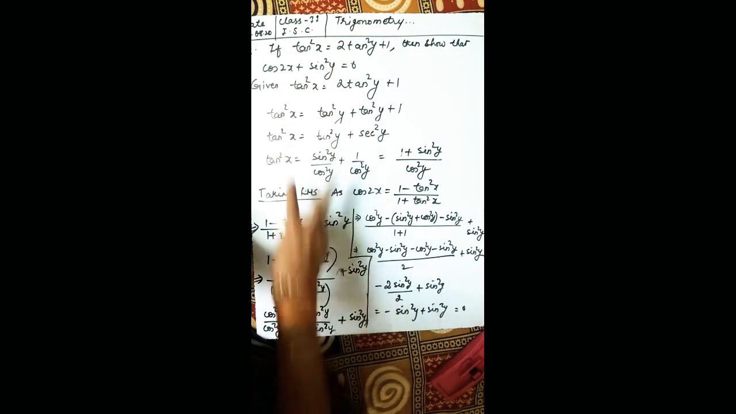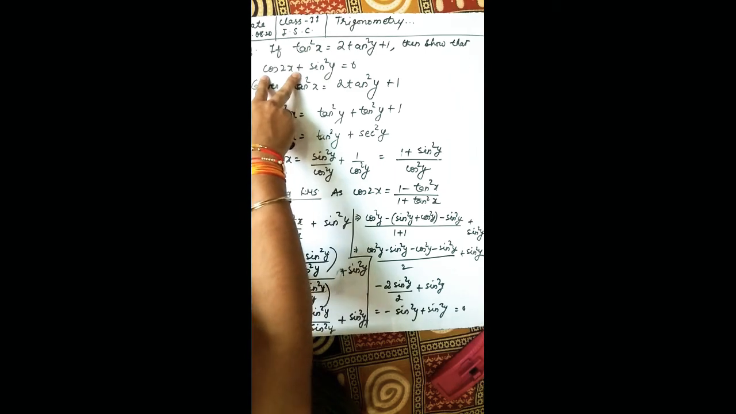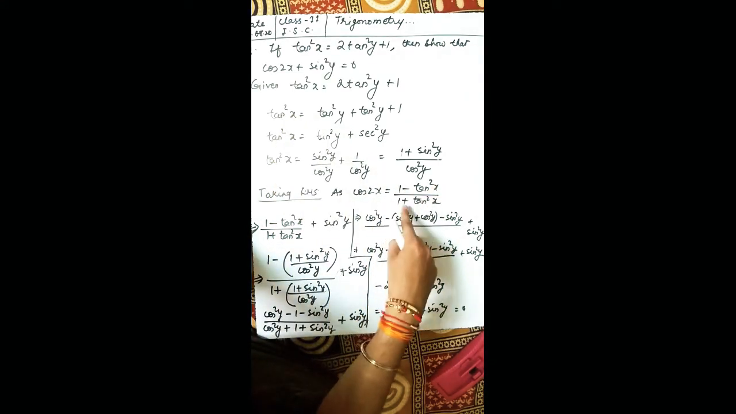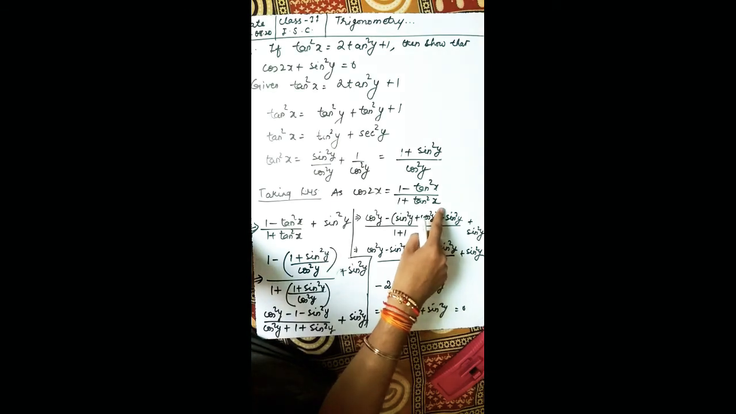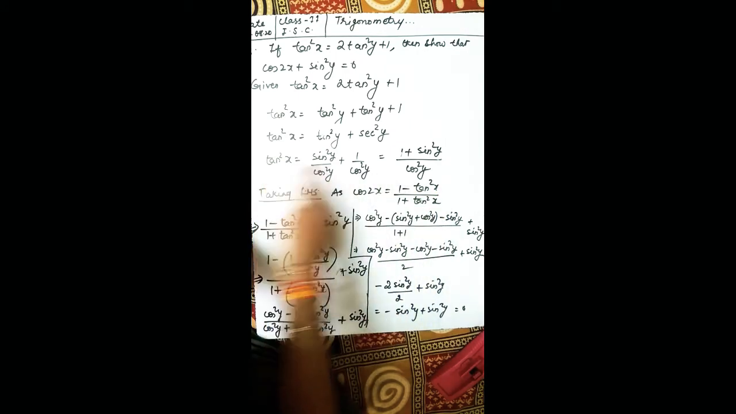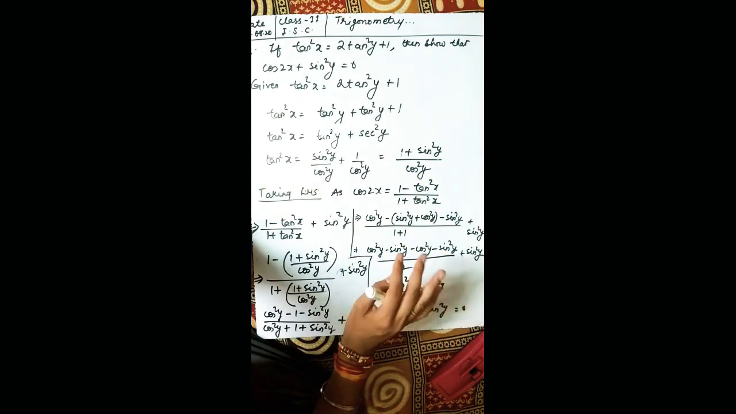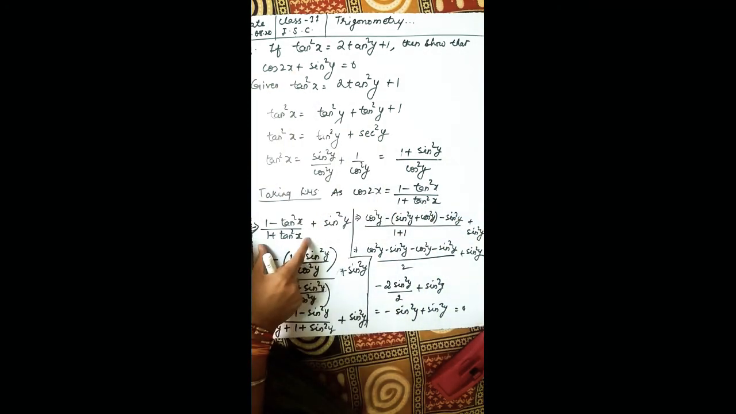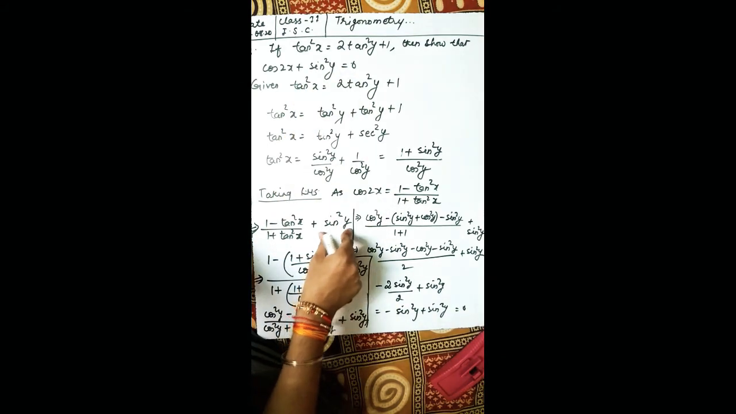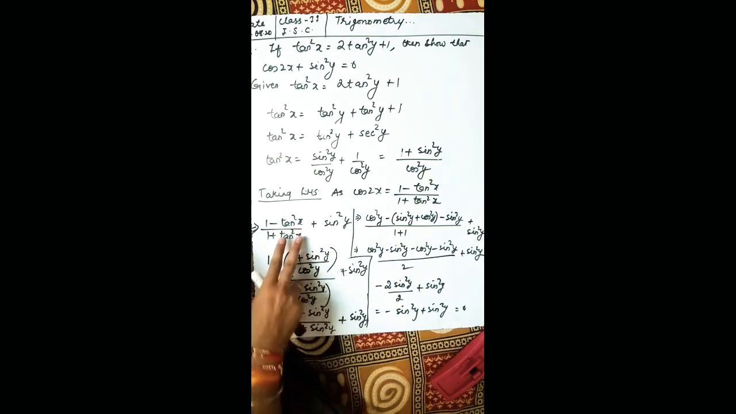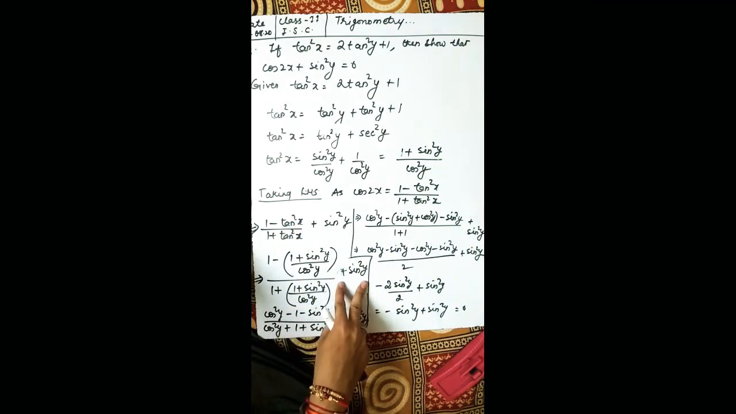Now take LHS. In the LHS you have cos 2x, and one identity we have for cos 2x is 1 minus tan square x upon 1 plus tan square x. Why are we using this identity? Only because we have the value of tan square x here. Alright, so now just replace cos 2x by this value, plus 2 sin square y as it is. Now in place of tan square x, we can write 1 plus sin square y upon cos square y, here also and here also, and plus sin square y as it is.